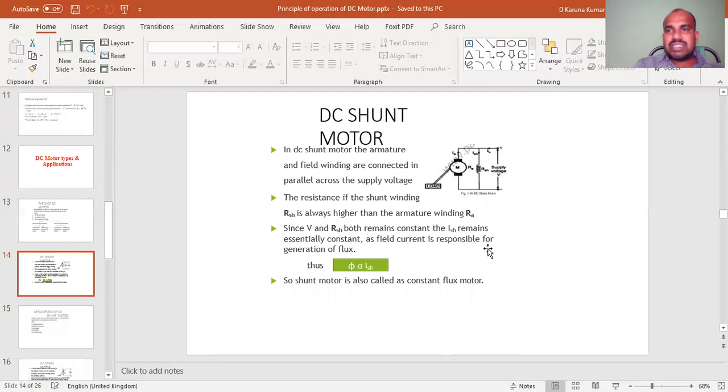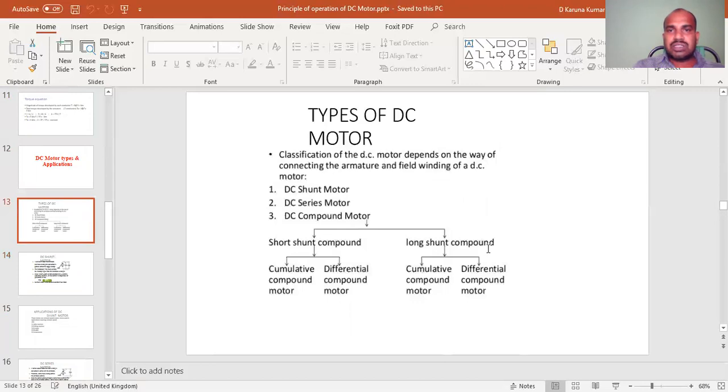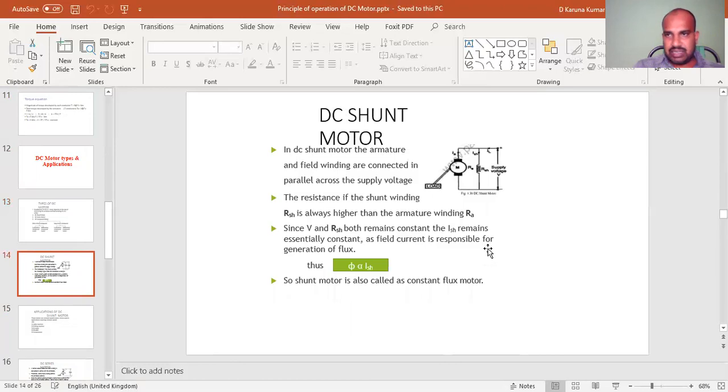And the first one is the DC shunt motor. The DC shunt motor, DC series motor, and DC compound motor depend upon the way of connecting the armature and field winding. When the armature winding and field winding are connected in parallel across the applied voltage, that machine is called a DC shunt motor. In the DC shunt motor, the armature and field winding are connected in parallel across the applied voltage.